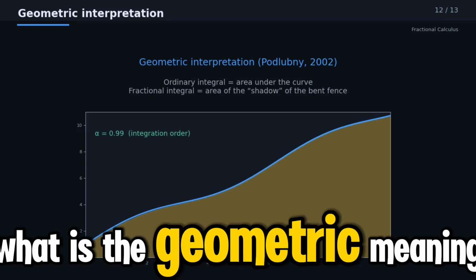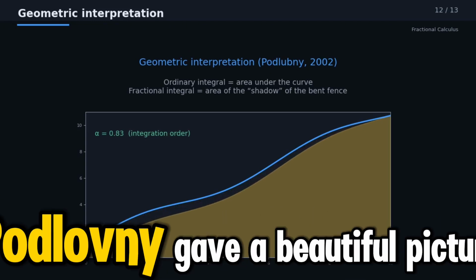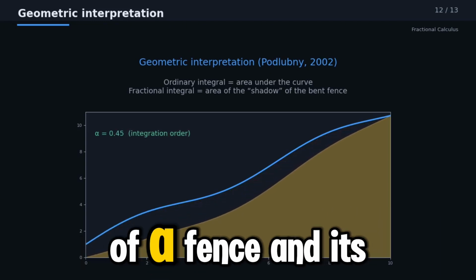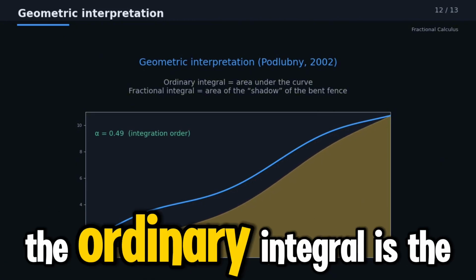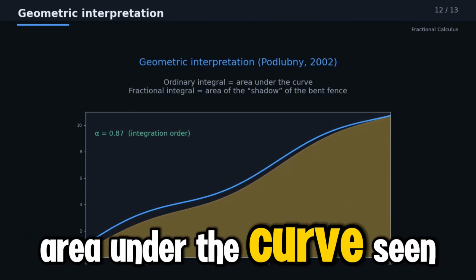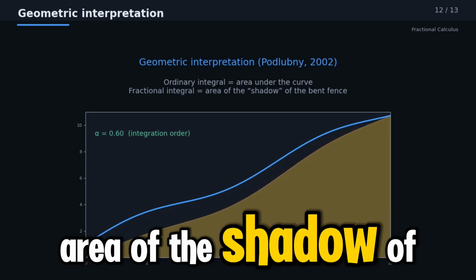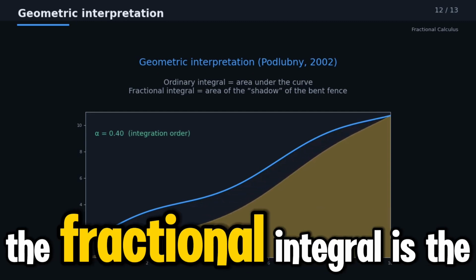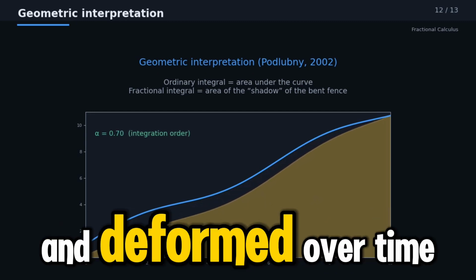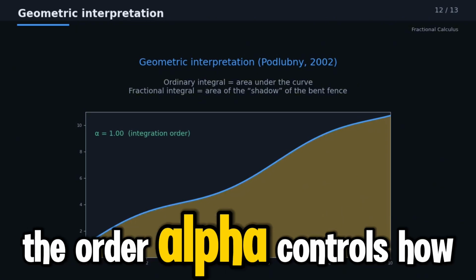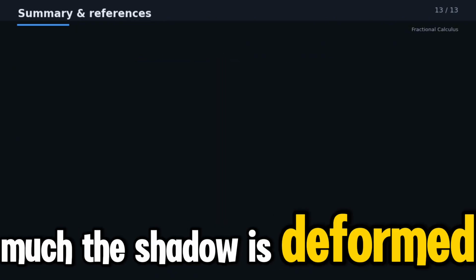What is the geometric meaning of a fractional integral? Podlubny gave a beautiful picture of a fence and its shadow. The ordinary integral is the area under the curve seen head-on. The fractional integral is the area of the shadow of that fence. As the fence is bent and deformed over time, the order alpha controls how much the shadow is deformed.